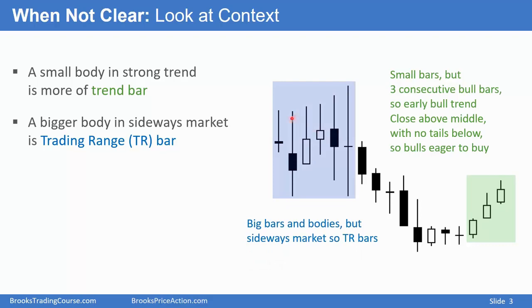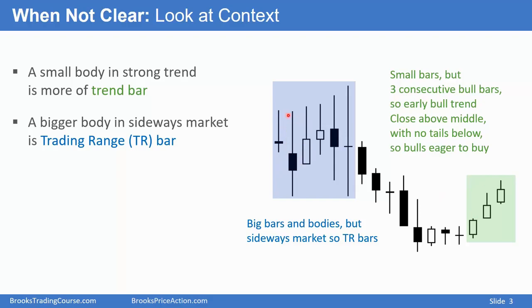It's coming in a series of bars that are mostly overlapping. Most of the bars have very prominent tails, and the bodies are less than half of the size of the entire bar. The context here makes me call this a trading range bar, even though its body is as big as the body of the bull bars here. These are trend bars, and these bars, even though the bodies are the same size as here, are trading range bars. They're occurring in a trading range.